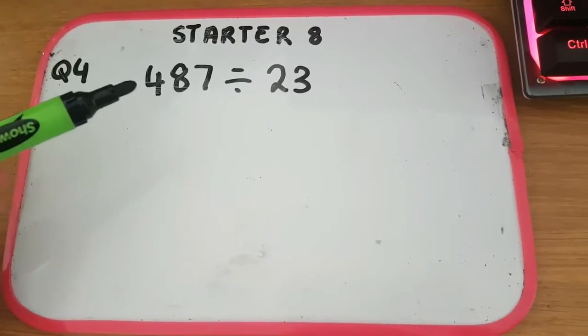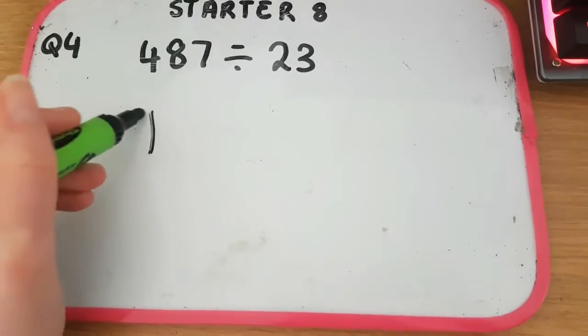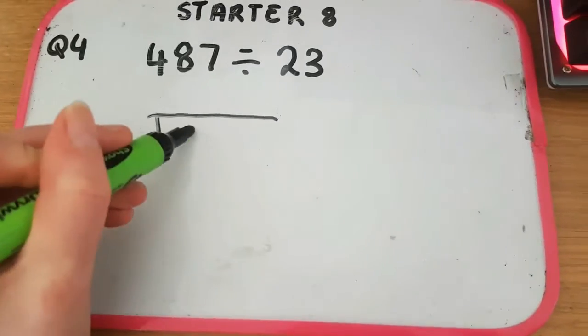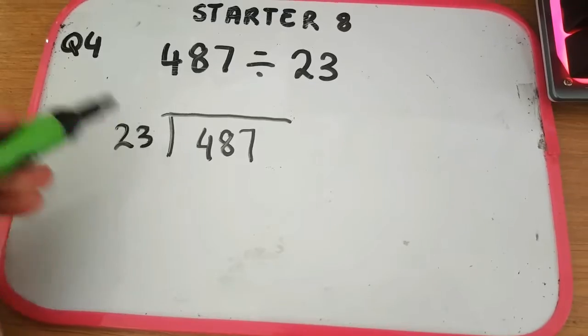Question 4, we're being asked to do a division, but we're also asked to find the remainder of this. So I'm going to use bus stop method to find the division. The first number goes inside the bus stop and the second number goes outside.